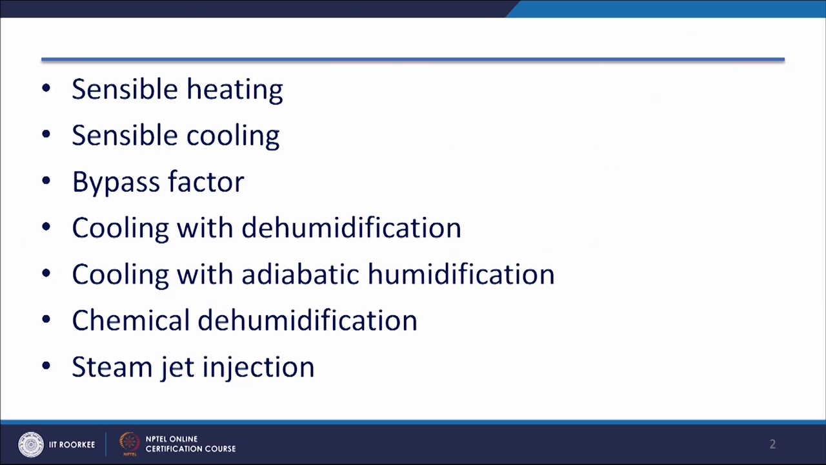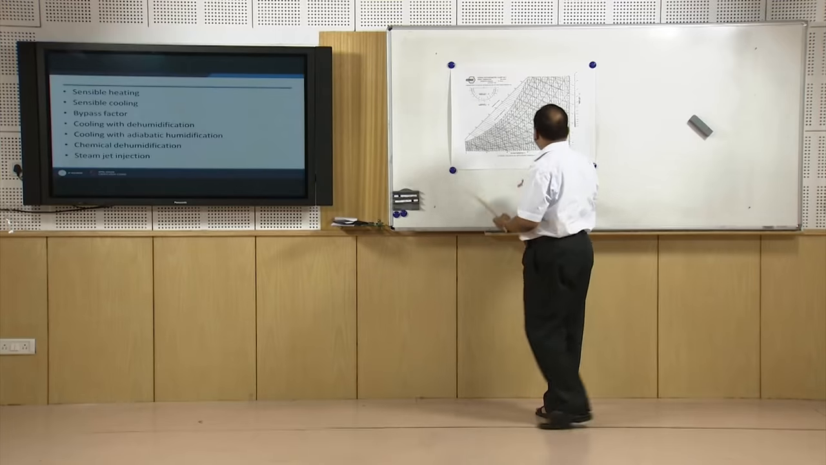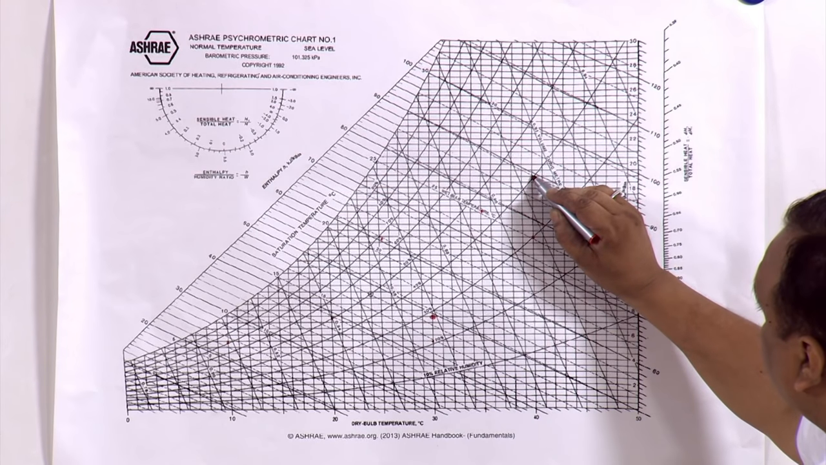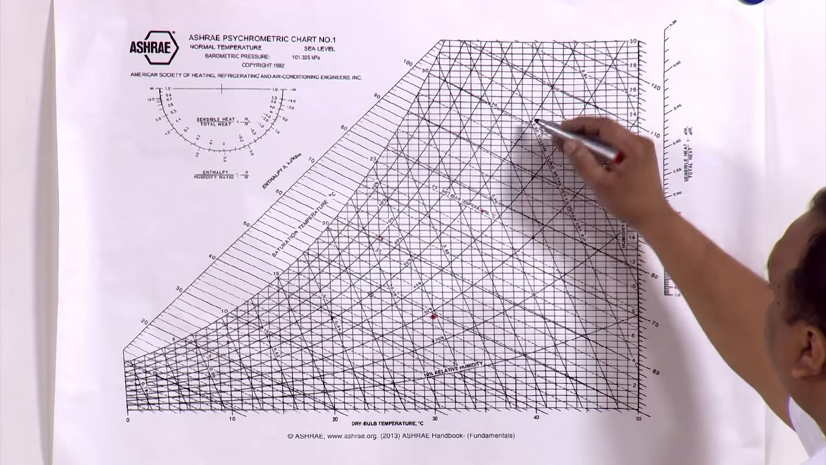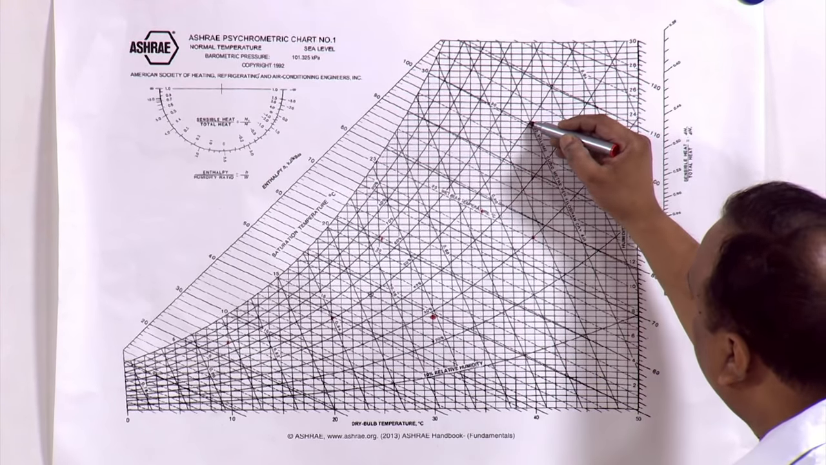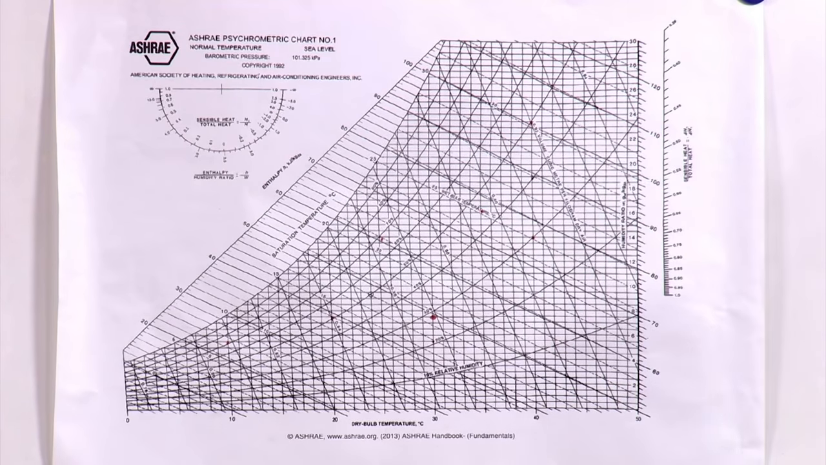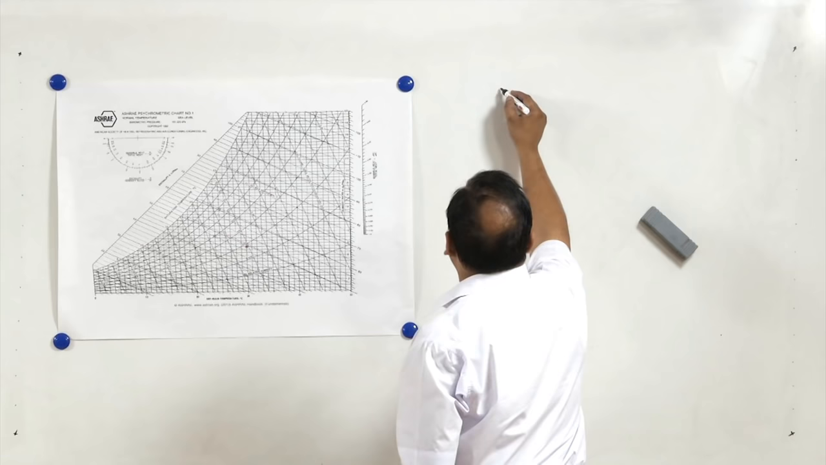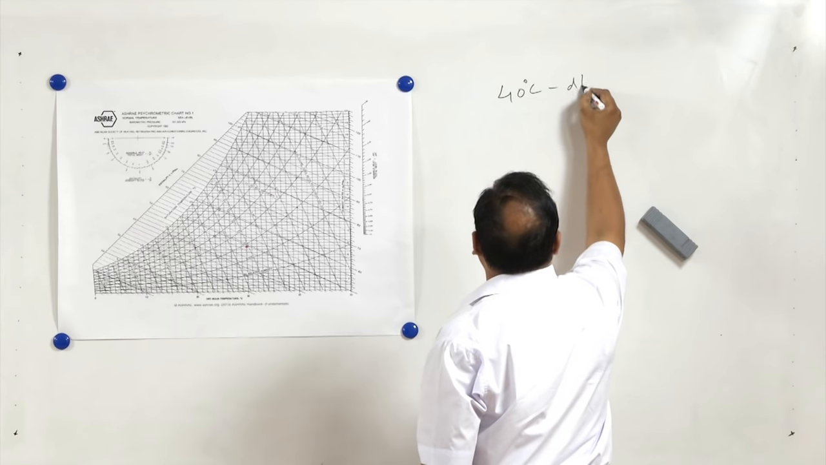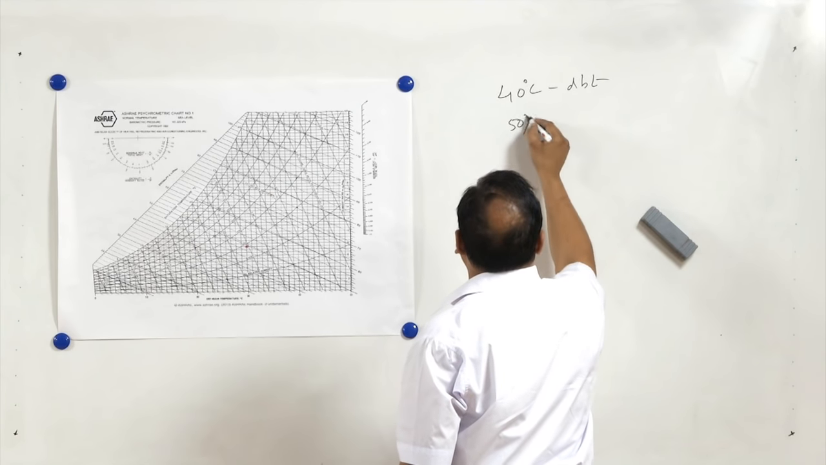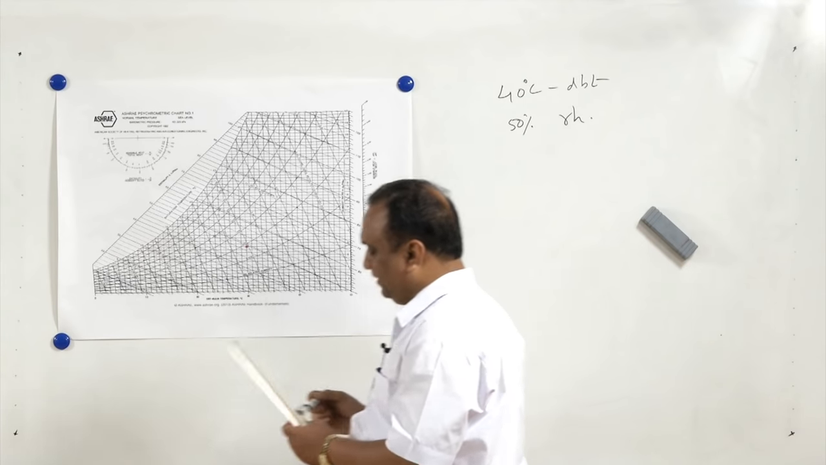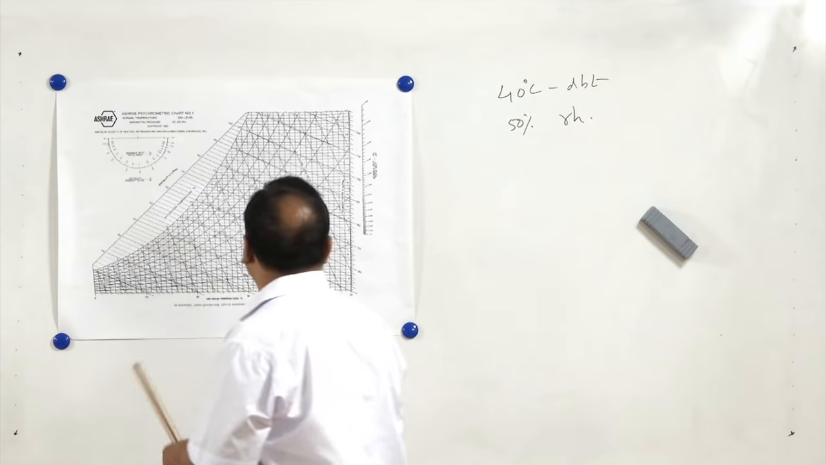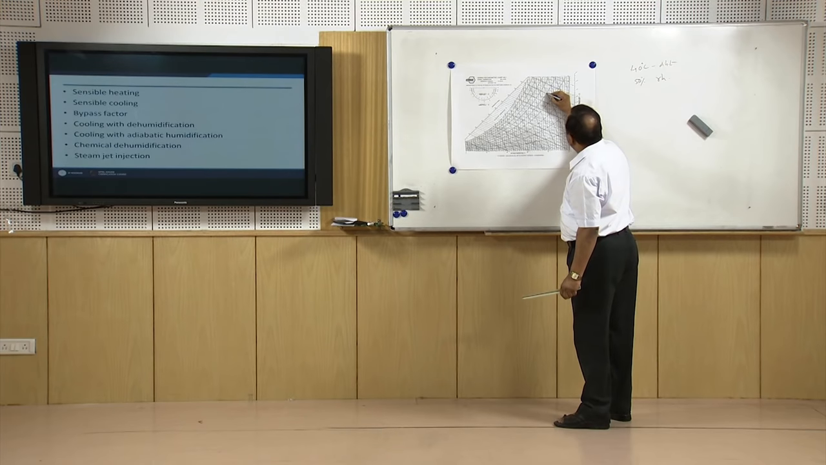Now, we will come to cooling with dehumidification. I have taken one example earlier, where the outside temperature is 40 degree centigrade and relative humidity is, let us say, 50%. This is very typical of North Indian temperature. Outside temperature is 40 degree centigrade DBT and 50% relative humidity. Now, this state can be shown on the psychrometric chart here. 50% relative humidity, this is state 1.